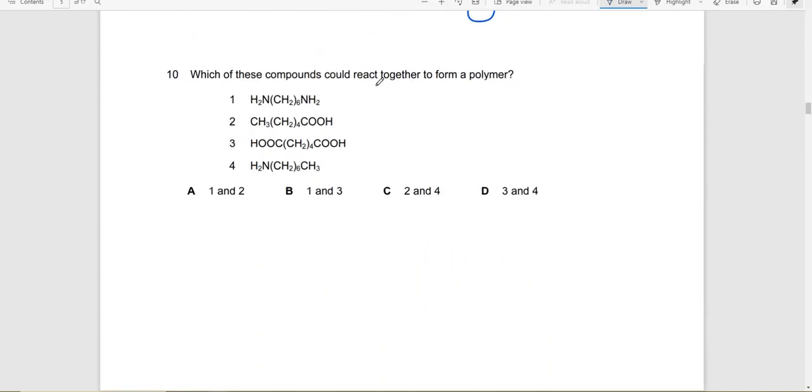Which of these compounds would react together to form a polymer? So this is diamine, and we also have dicarboxylic acid. So 1 and 3, they both react together to form polyamide. So instead of boxes, they just wrote carbon chains. So don't get confused.